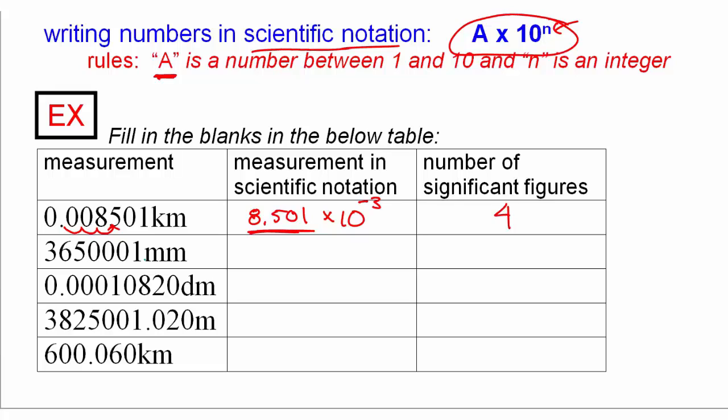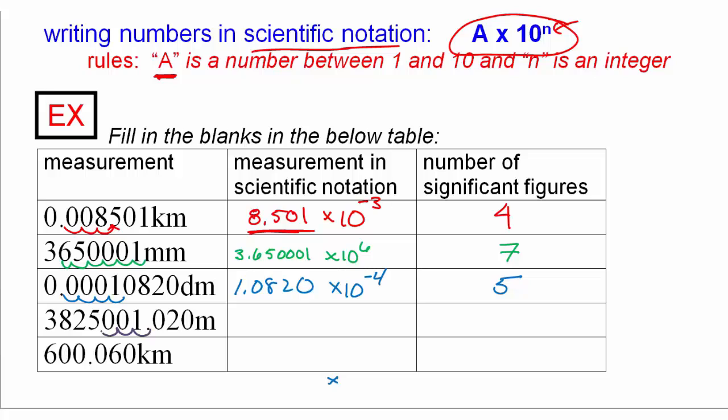I'm going to write. 1, 2, 3, 4, 5, 6 times 10 to the 6. And I'm going to end up with 3.65 0001. How many sig figs? 1, 2, 3, 4, 5, 6, 7. 1, 2, 3, 4. 1.0820. 1, 2, 3, 5. 1, 2, 3, 4, 5, 6.